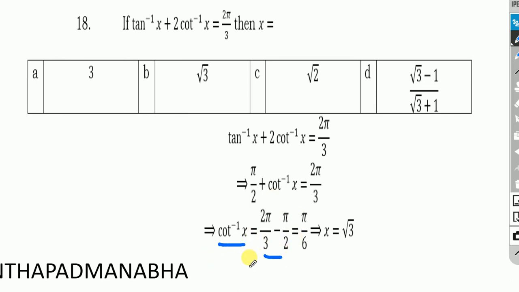That is 120 minus 90 is 30 degrees, which will be pi by 6 here. So cot inverse of x is equal to pi by 6 implies x is equal to root 3. That is, cot inverse of x is 30 degrees, means x is equal to cot 30, which is equal to root 3. That is option B is the right answer.